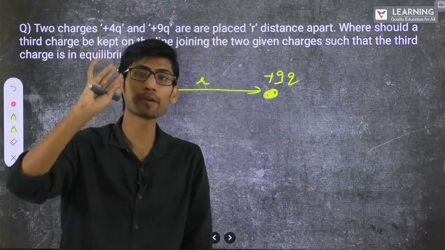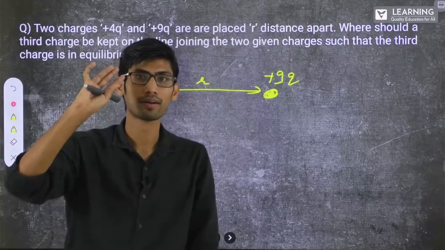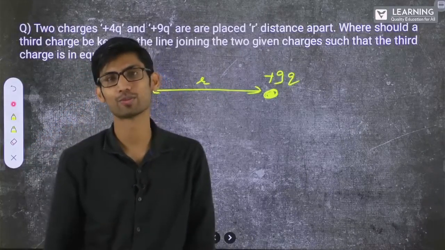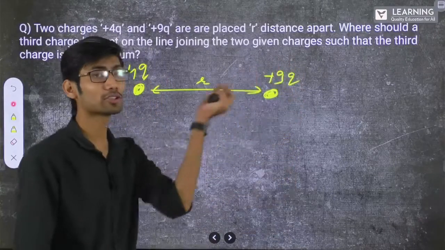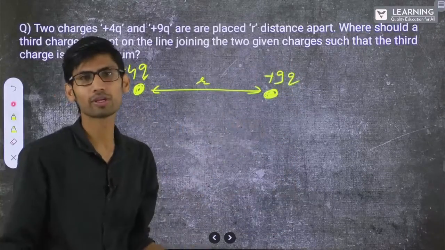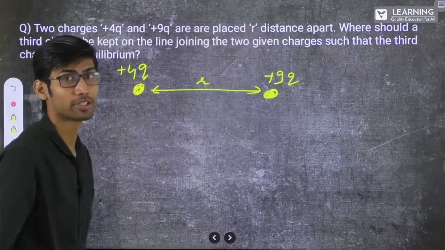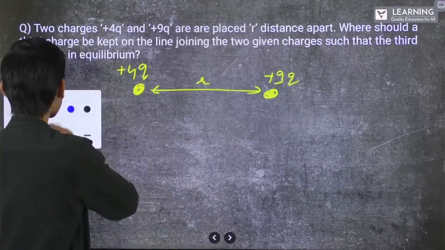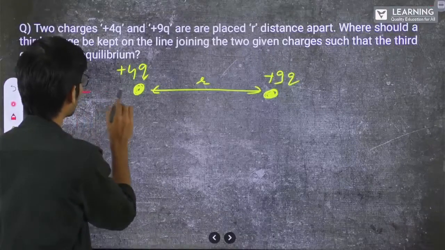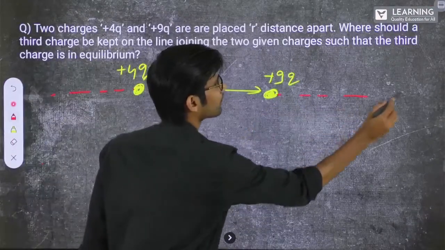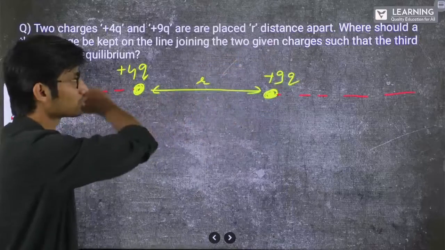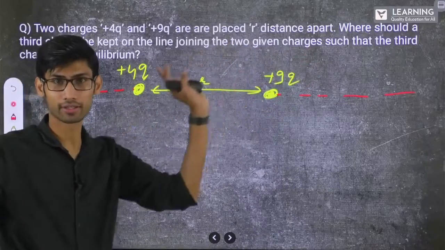So when does this happen? When the net force on that charge is 0. Because if the net force is not 0, it will start moving. Correct? Now, we have to find where should we keep that charge. Now there are 3 possibilities. This line joining these 2 charges is infinite. Lines are infinite. Correct?